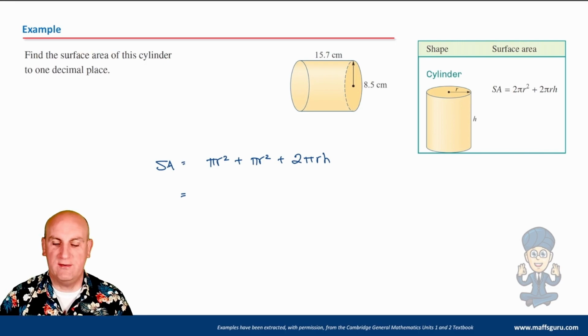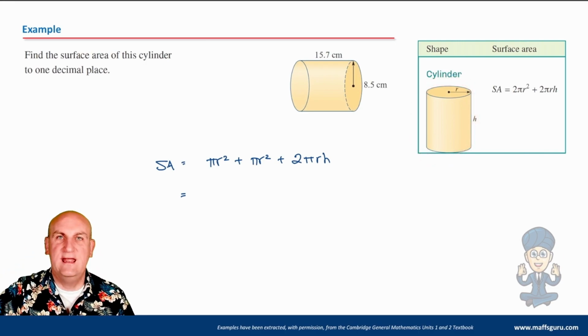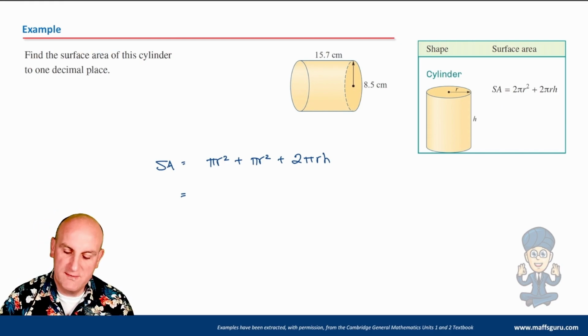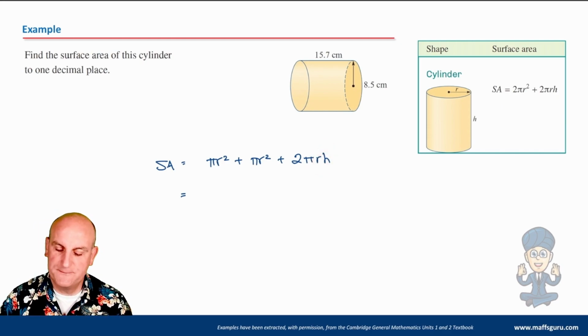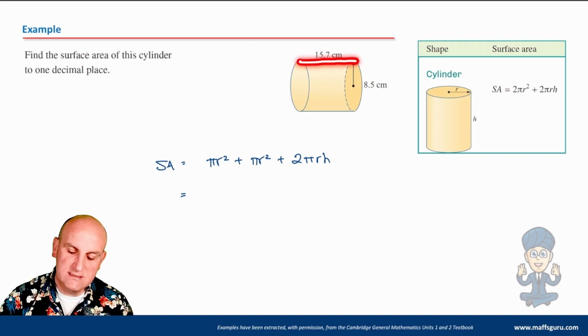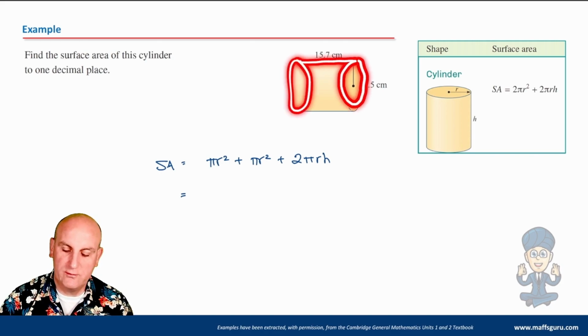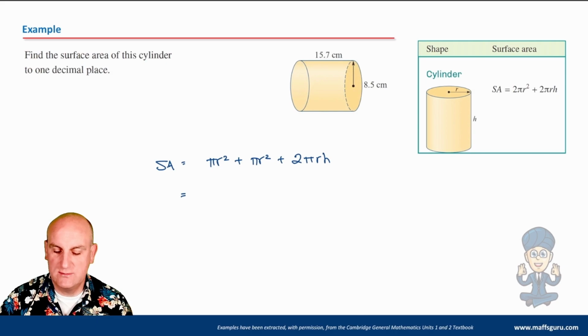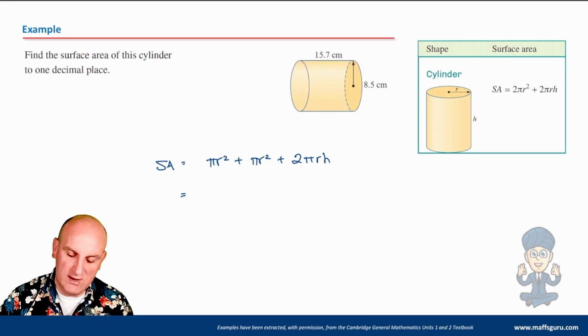Now, obviously, they've tried to trick you, haven't they? Notice that here the cylinder is actually standing up properly. This one, they've laid it down. Again, subtle tricks to try and mess with your head. What do you reckon h is? Well, h is basically the distance between the two circles. That's what I think of that one as. And so in that situation, it would be 15.7. Right, let's substitute it in.